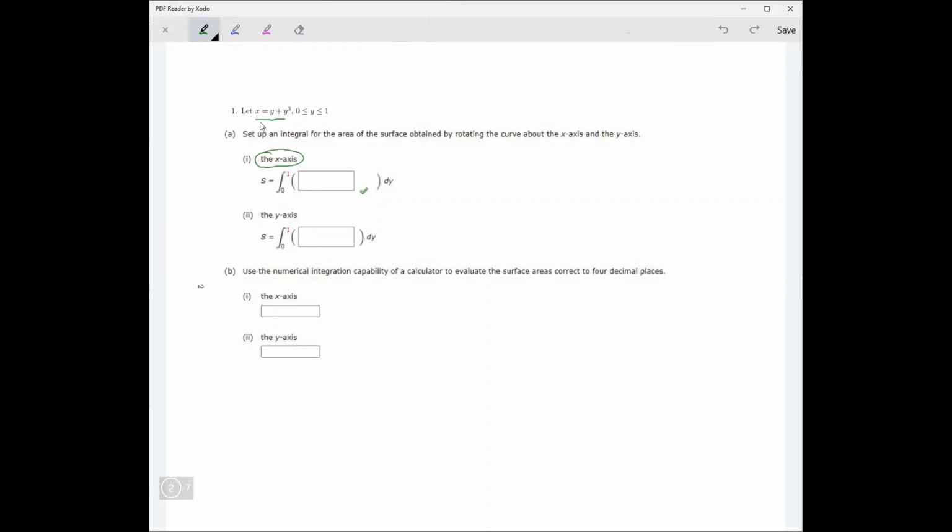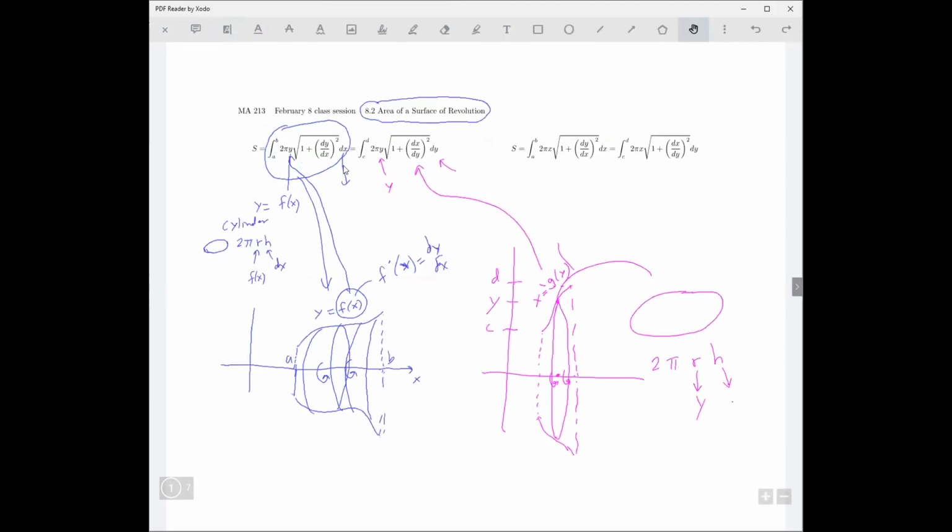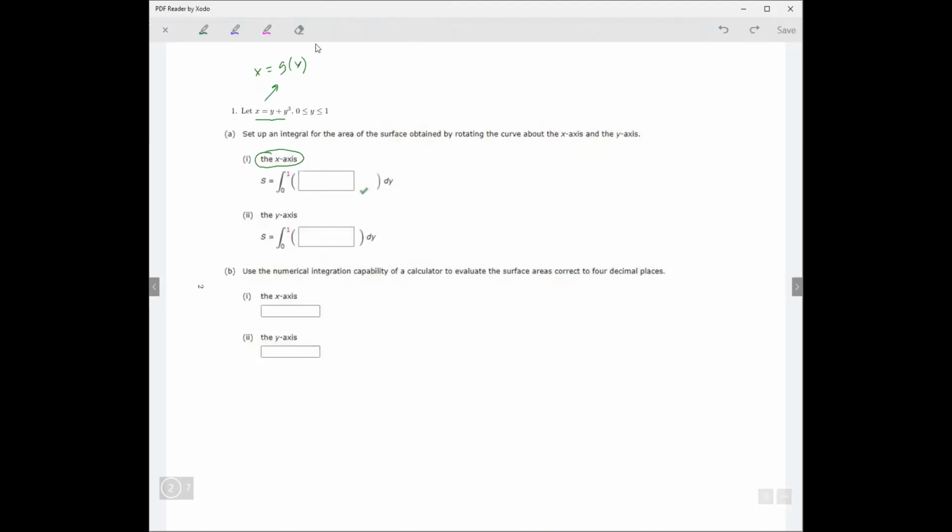So that's actually the second case, where we have x equals g of y. When you're revolving it about the x-axis, we're going to be using this formula here. So this is just 2 pi y, this goes there.